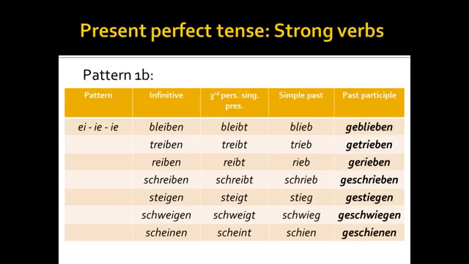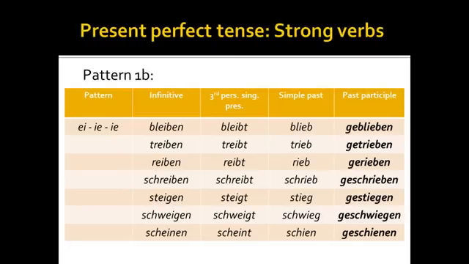Treiben is to drive, and reiben is to rub, and schreiben is to write, and steigen is to climb, and schweigen is to be silent, and scheinen is to shine. So eventually you could develop a feel for it. Bleiben, bleib, blieb, geblieben, treiben, treib, trieb, getrieben, reiben, reib, rieb, gerieben, schreiben, schreib, schrieb, geschrieben. So yeah, don't give up. Keep memorizing the patterns. And eventually you'll develop a feel for these and it will become second nature to you.